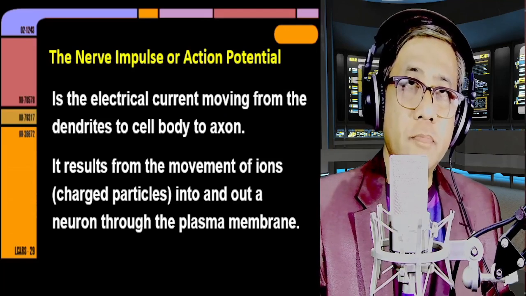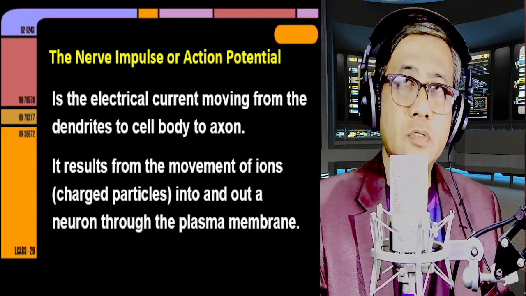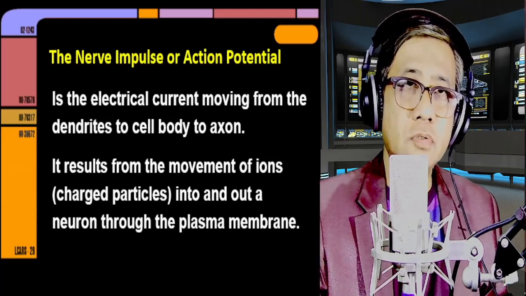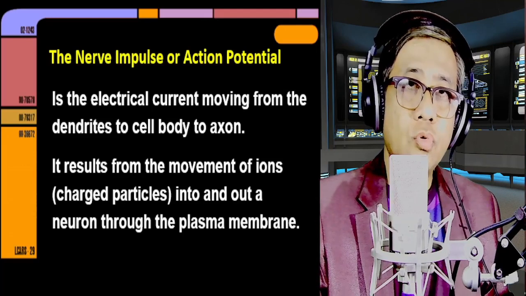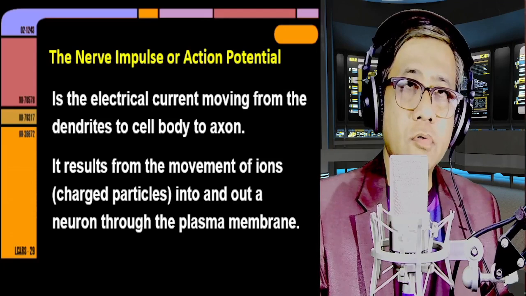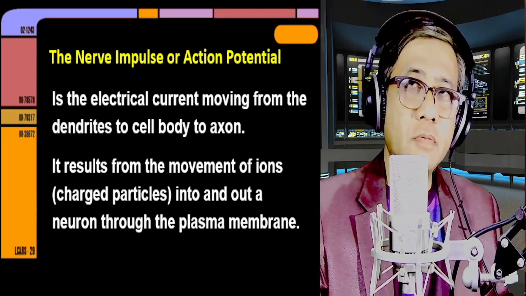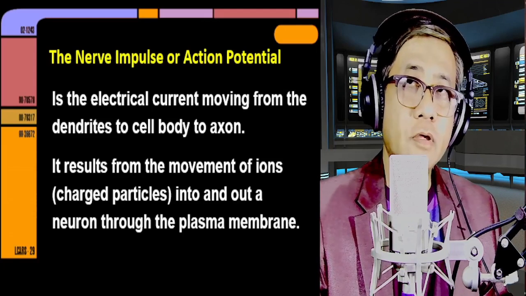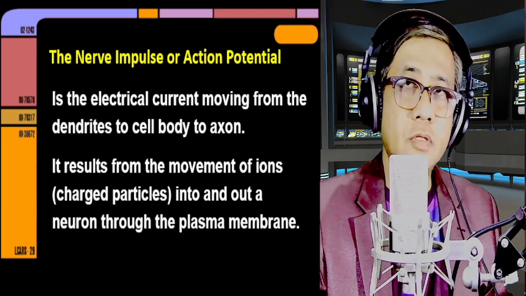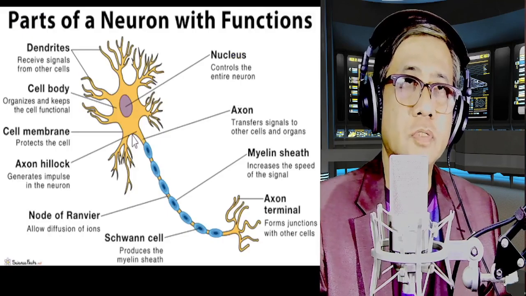And when we speak of nerve impulse or action potential, this is the result from the movement of ions or electrically charged particles into and out of a neuron through the plasma or cell membrane. Now let's have a quick review of the different parts of a neuron with their respective functions.